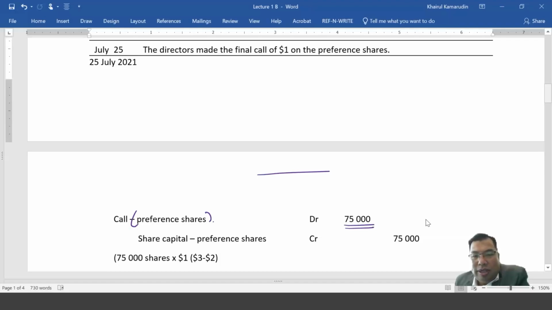So you have two accounts here. This is your preference shares. Before this, you have 150. Now you add another 75. So your balance of preference shares now will be 225. So this is the idea.